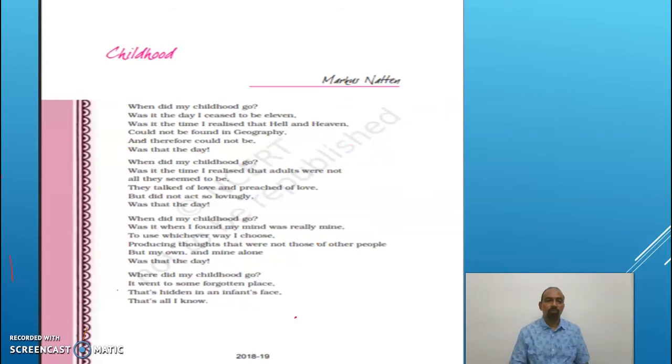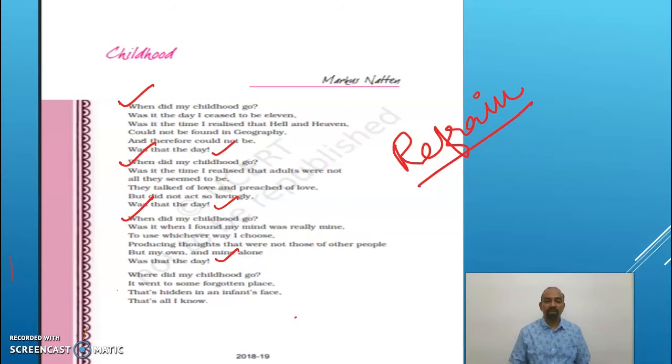Okay, now let us move on to the next poetic device. Look at the repetition of the lines here. When did my childhood go? When did my childhood go? And the last line of each stanza, was that the day? Was that the day? If lines are repeated like this in a poem, we call it a refrain. We call it the poetic device of a refrain.